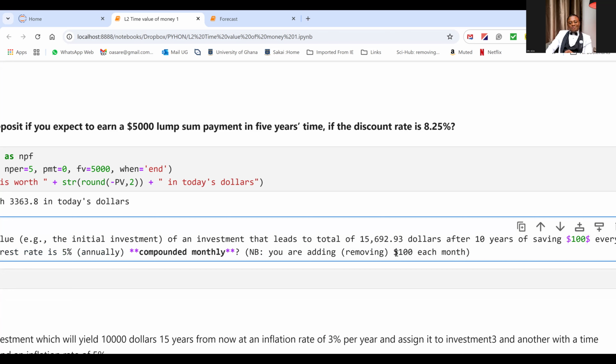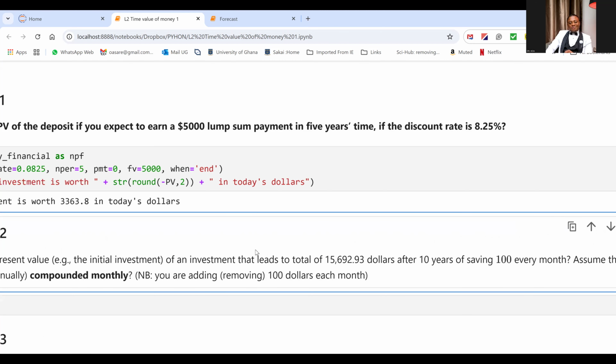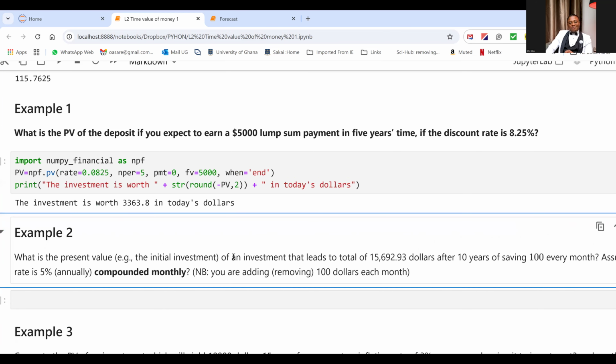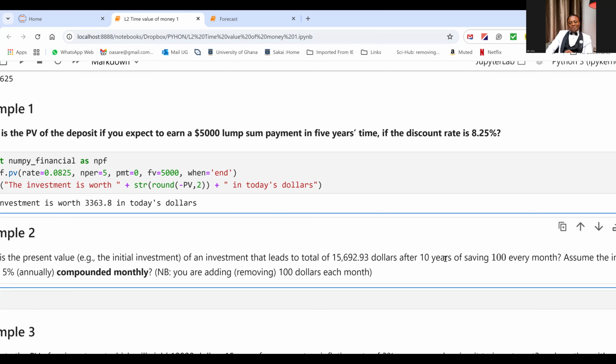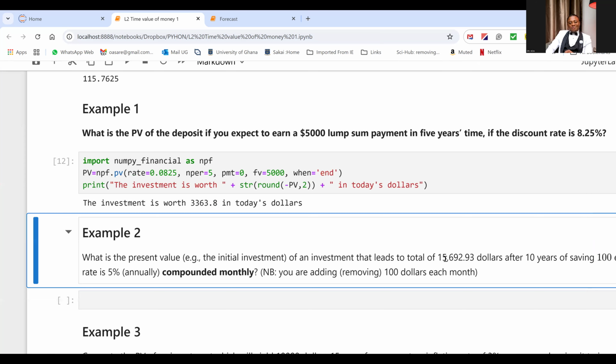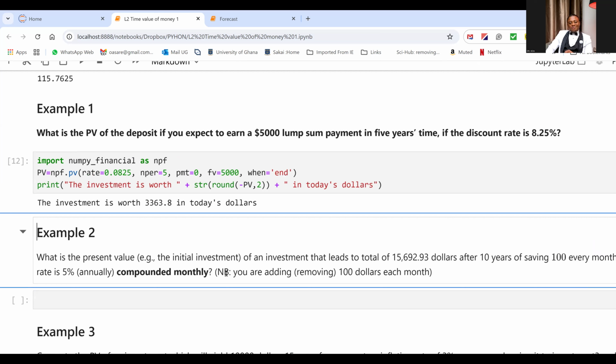All right. So I wanted to again use 2 minutes. I think there is even 1 minute to be able to calculate this for us. What is the present value of an investment that leads to a total of $15,692.93 after 10 years of saving $100 every month? And assume the interest rate is 5% annually. But this time, watch it carefully. Compounded monthly. Okay, it's compounded monthly.